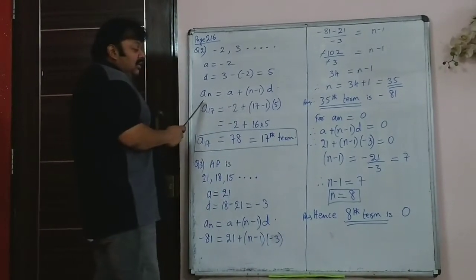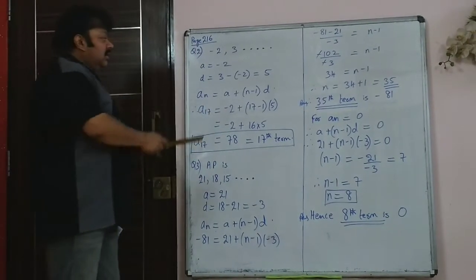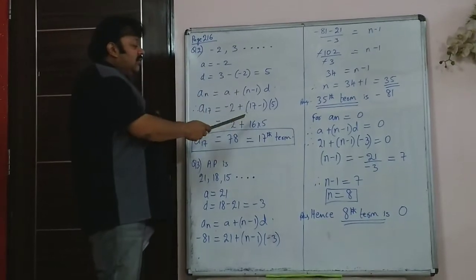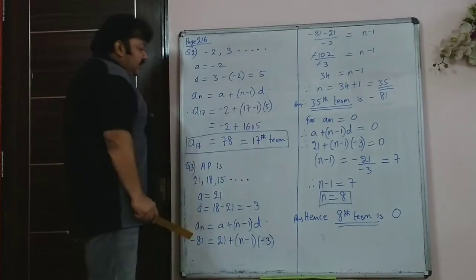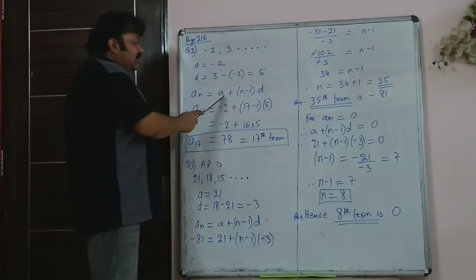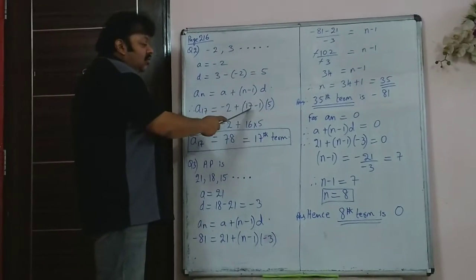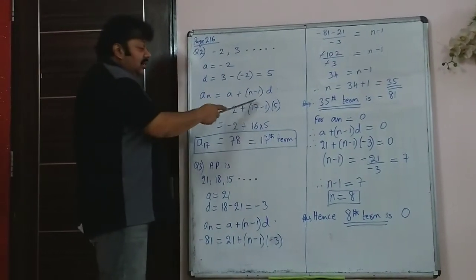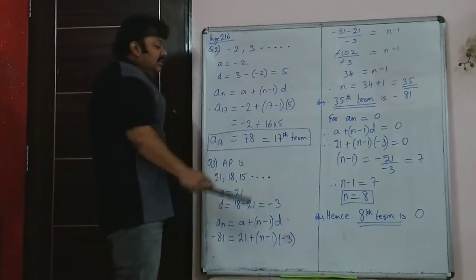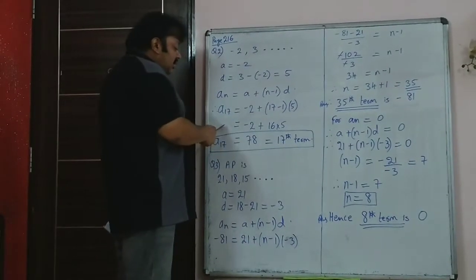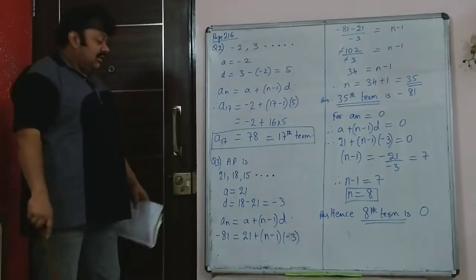You have this formula, An is A plus N minus 1 D. So A17 is minus 2 plus 17 minus 1 into D, which is 5. So you have substituted for A and from here you have substituted for D. And N, you are asked the 17th term, so N is 17. So therefore you will get minus 2 plus 16 into 5, that is 80. So the 17th term is 78. That's the answer for the 17th term.